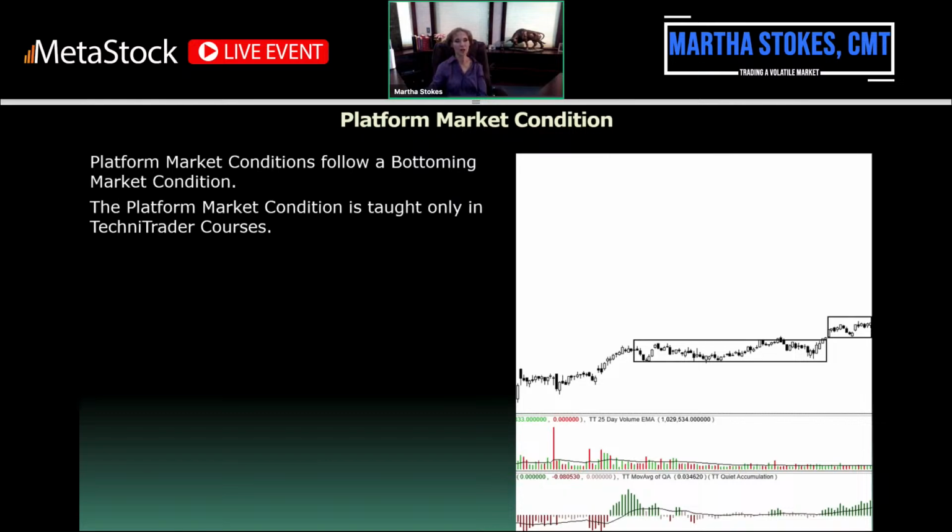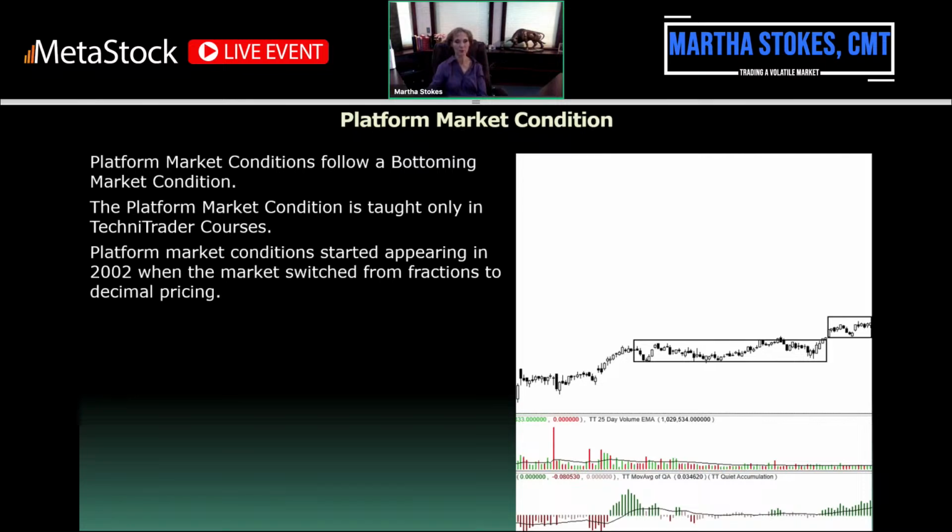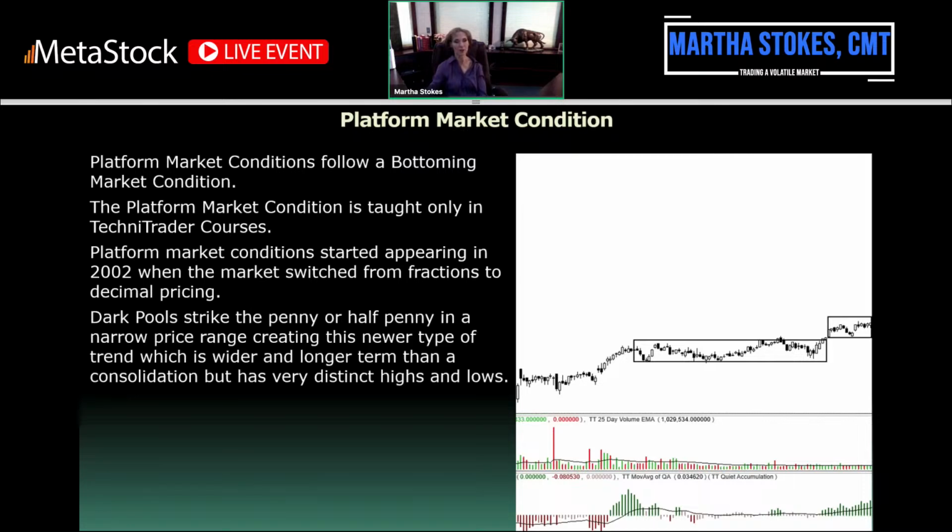The platform market conditions are taught only in the TechniTrader courses. I developed the platform market condition, identified it. It is in the CMT. I'm presenting it so that they can be part of the CMT program because it is a new sideways trend that never occurred before. The platform market conditions started appearing in 2002 when the market switched from fractions to decimal pricing and has become stronger and stronger over the years. Dark pools strike the penny or half penny in a narrow price range, creating this newer type of trend, which is wider and longer term than a consolidation, but has very distinct highs and lows.